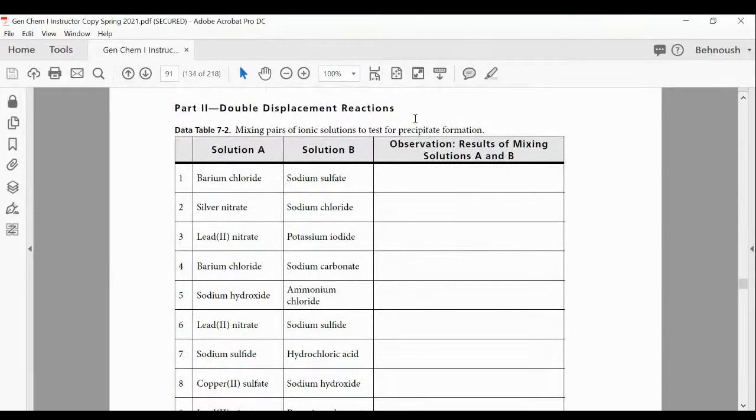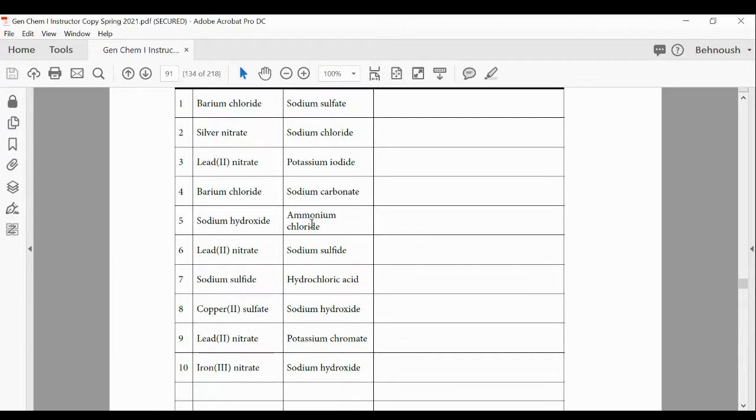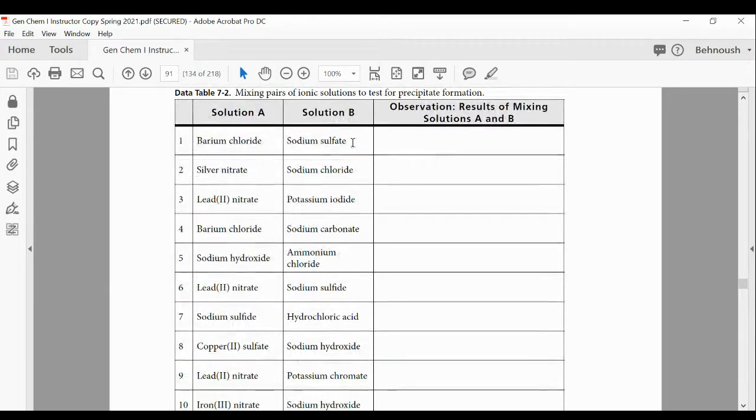For part 2, which is double displacement reaction, you have two aqueous solutions, solution A plus solution B. So these are the two reactants. When you are writing the molecular equation, you are going to write the formula for barium chloride (aq), plus sodium sulfate (aq), and then draw the arrow sign. It's going to be barium sulfate and sodium chloride.